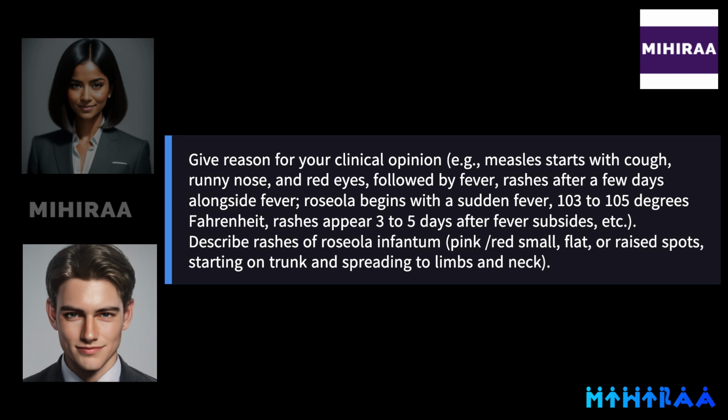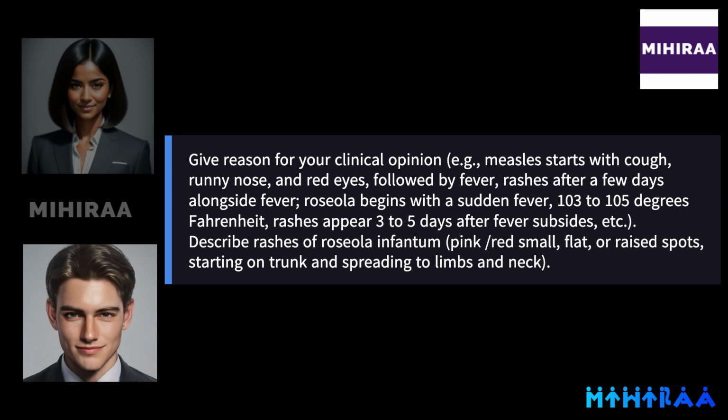Measles typically presents with symptoms such as cough, runny nose, and red eyes, followed by the onset of fever, and only after a few days does the characteristic rash appear. On the other hand, Mia's symptoms align more closely with Roseola Infantum. In this condition, the fever tends to spike suddenly, reaching temperatures of 103 to 105 degrees Fahrenheit, without the initial respiratory symptoms seen in measles. The distinguishing factor is that the rash in Roseola Infantum appears after the fever subsides, usually around 3 to 5 days later. Now, let me describe the rash that Mia has.